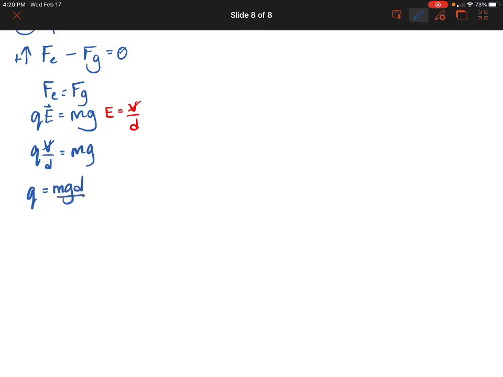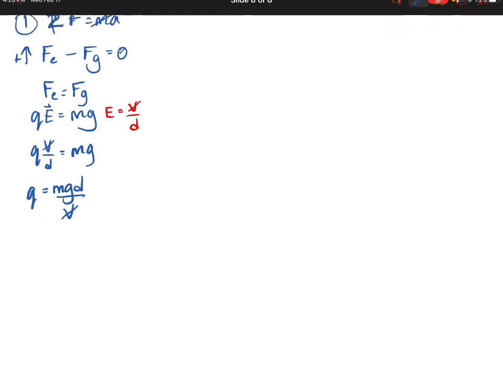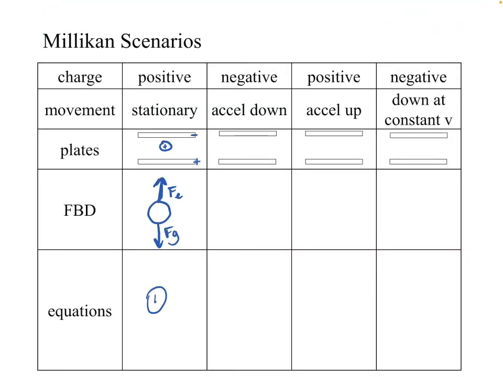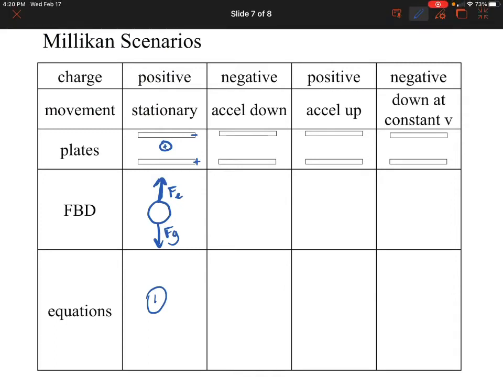So it's m times g times the distance between the plates divided by the voltage between the plates. And of course, if you need to find mass, then you can use density times volume, and so on and so forth. So obviously that can be found out from there. So when it's stationary, really, really nice, right? If it's not stationary, we have a little bit more of a difficult scenario.